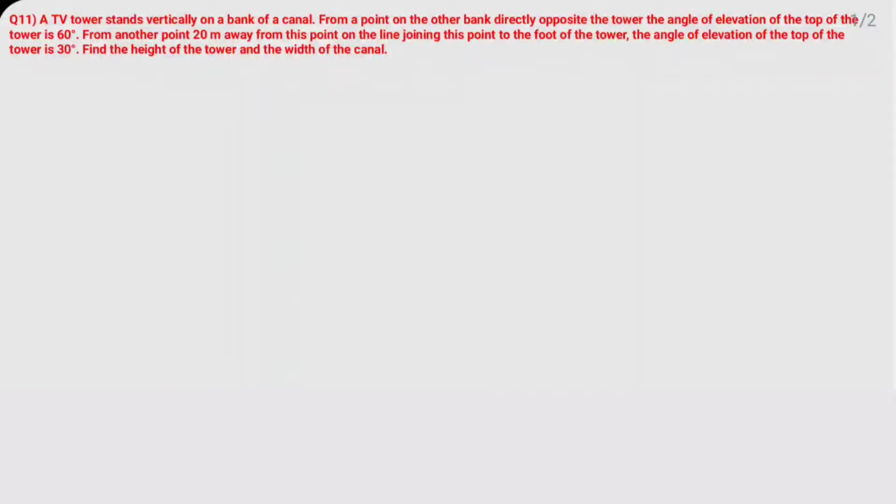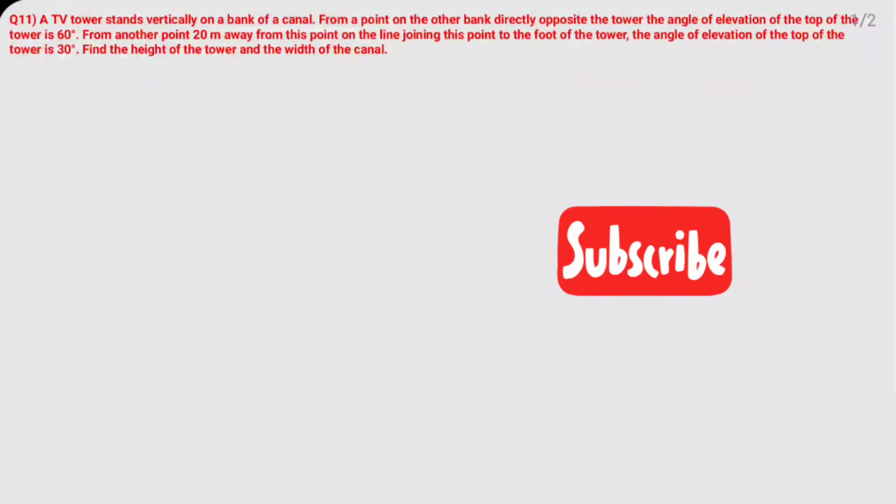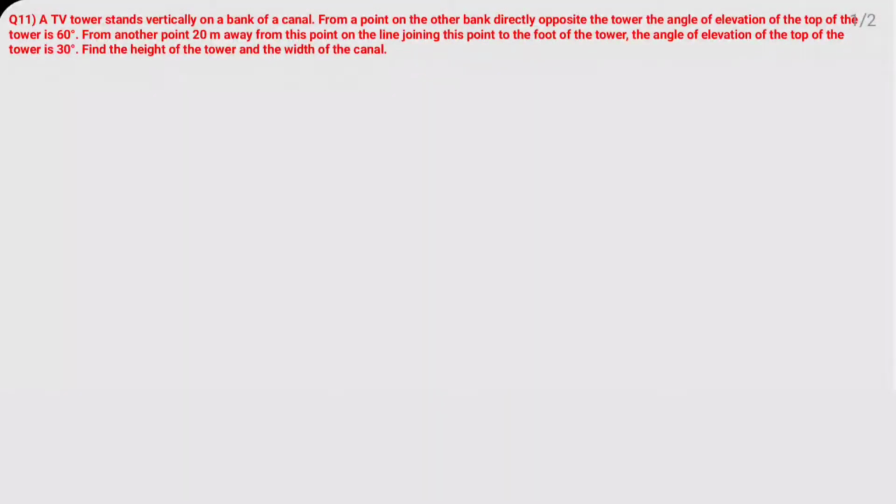From a point on the other bank directly opposite the tower, the angle of elevation of the top of the tower is 60 degrees. From another point 20 meters away from this point, on the line joining this point to the foot of the tower, the angle of elevation of the top of the tower is 30 degrees. Find the height of the tower and the width of the canal.